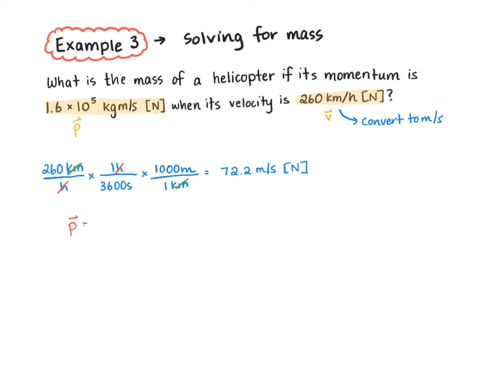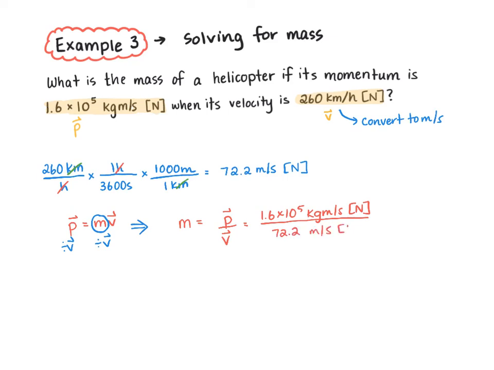So again, momentum is mass times velocity. If we're looking to solve for the mass, we're going to divide both sides by velocity. That will give us mass equals momentum over velocity, which is going to equal 1.6 times 10 to the 5 kilogram meters per second north divided by 72.2 meters per second north.